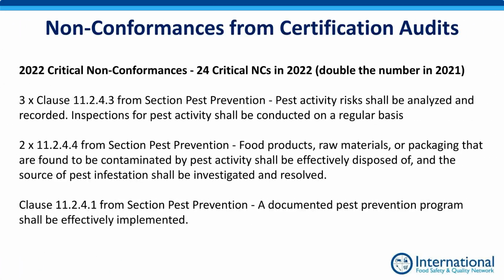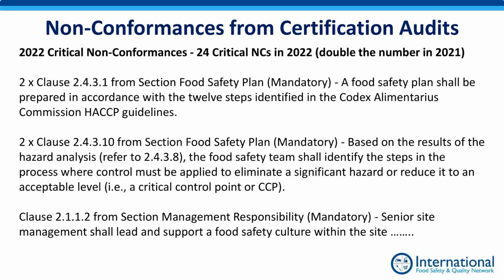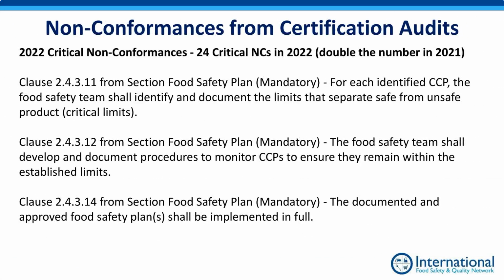non-conformance. In 2022, there were double the amount of non-conformances, several from pest prevention. So 6 here. Pest activity risk shall be analysed and recorded. Products, materials, packaging that are found to be contaminated should be disposed of, and the source of infestation investigated and resolved, and the requirement for a pest prevention program. Some more food safety plans. The team need to identify steps in the process which must be applied to eliminate a significant hazard, management responsibility. And 3 more food safety plans. The team need to identify and document limits, develop and document procedures for monitoring, and the plan should be implemented in full.